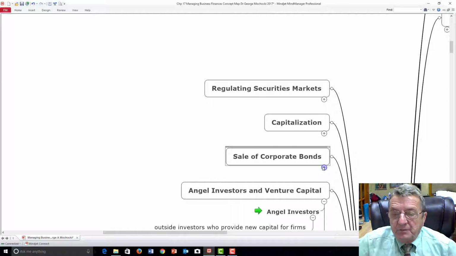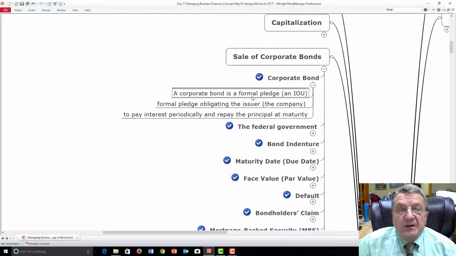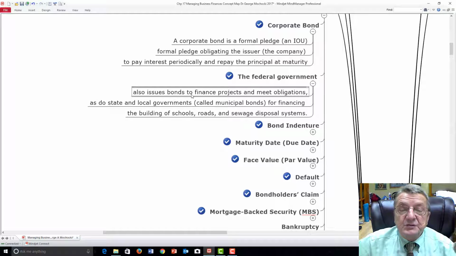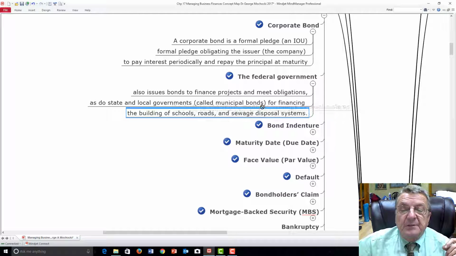Okay, so now we go to sales of corporate bonds. Okay, corporate bonds, real quickly. A corporate bond is a form of IOU. It's like a credit card, only I'm issuing it. A formal pledge obligating the issuer of the company to pay interest periodically and repay principal at maturity. The federal government also issues bonds to finance projects and meet obligations, as do the state, municipalities, higher education, for building of schools, roads, sewage disposals. They put out a bond issue, and then the taxpayers in that area have to pay back.